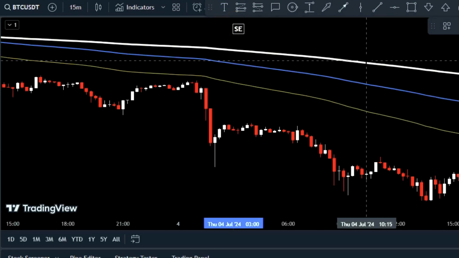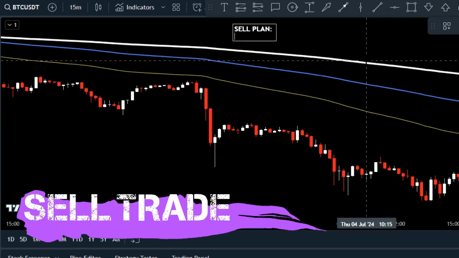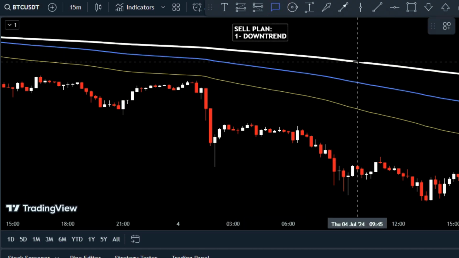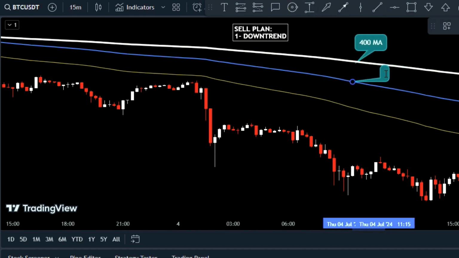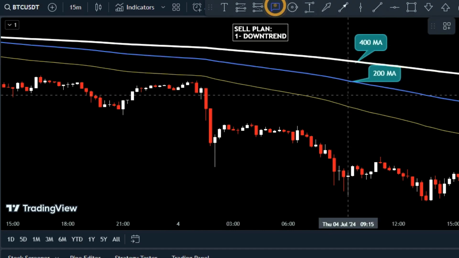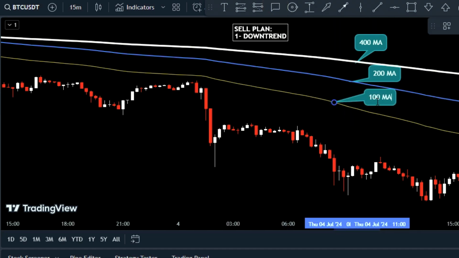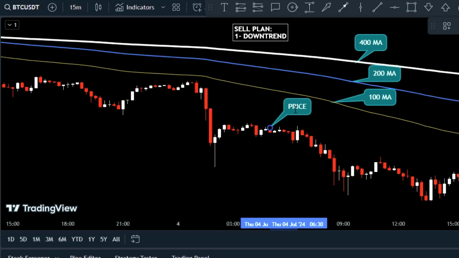And if you're considering a short trade, the first condition is to make sure that the market is in a bearish trend. This means that the 100 moving average should be below the 200 moving average, and both should be below the 400 moving average. And you also want to ensure that the price is trading below all these moving averages.